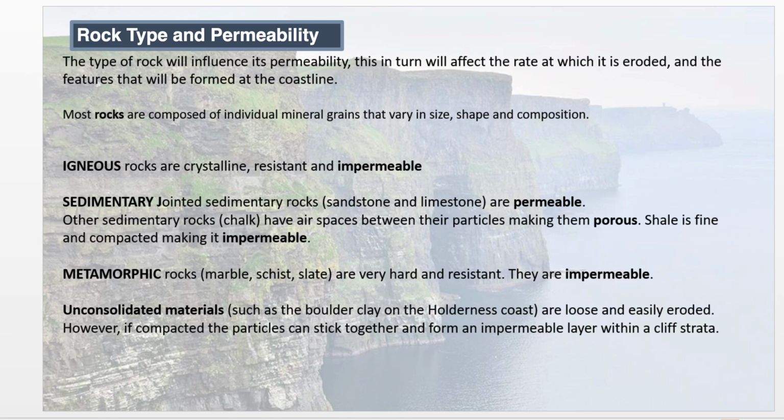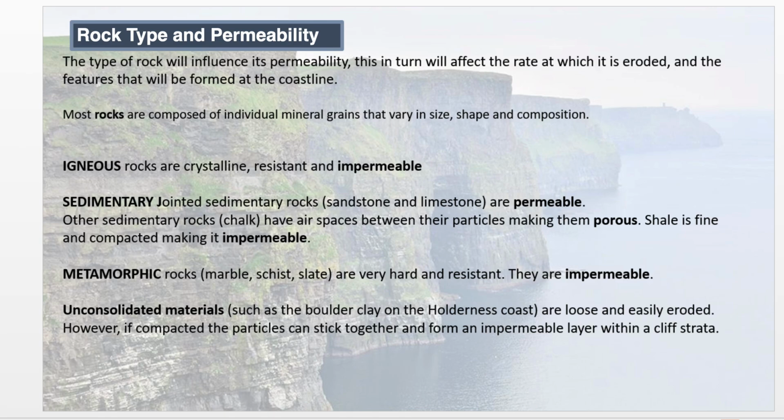So when you're thinking about that rock type, whether it's igneous, sedimentary or metamorphic, that influences its permeability, and permeability means its ability to take water in. Rocks can be permeable, which allows water into them, and they can also be porous, which is slightly different. Porous means they have air spaces between the particles, which means that water gets in. Permeable means they might have cracks or faults in them, which allows water in.